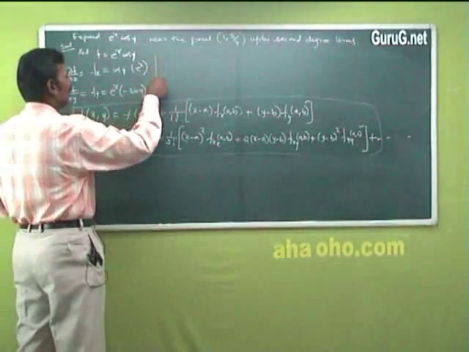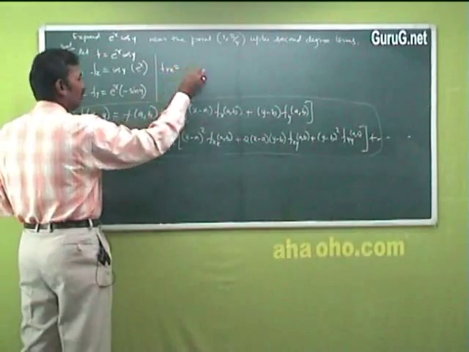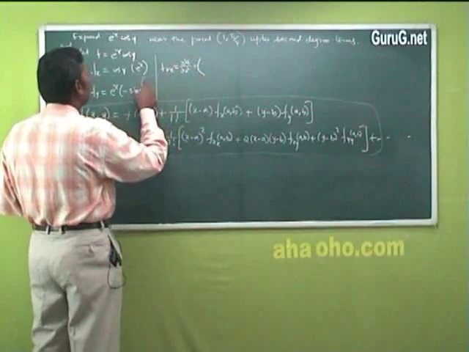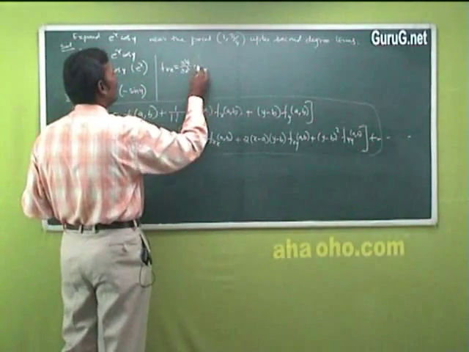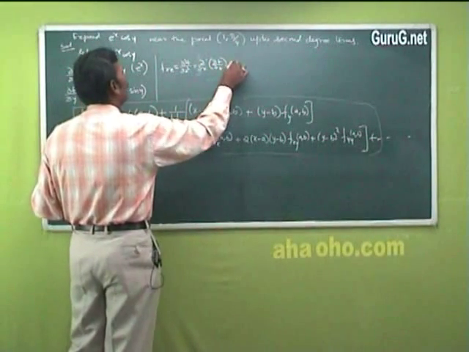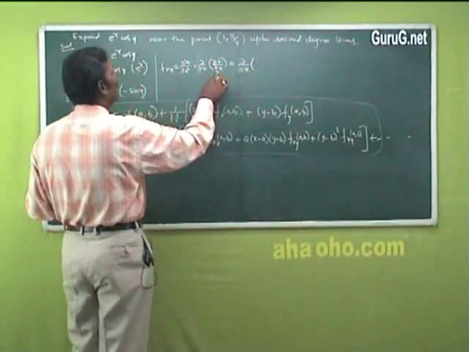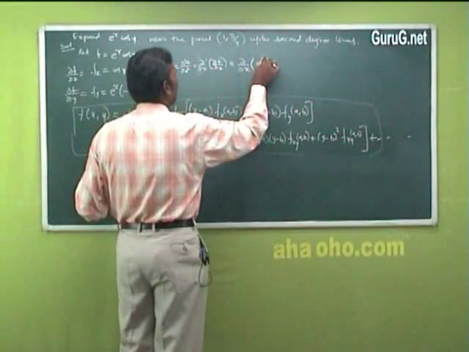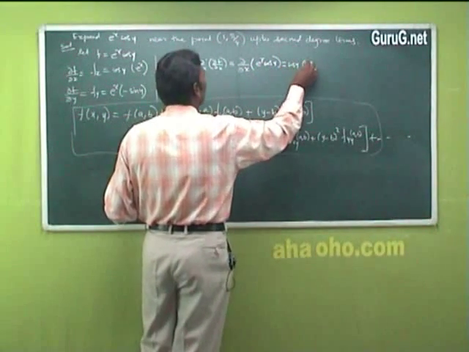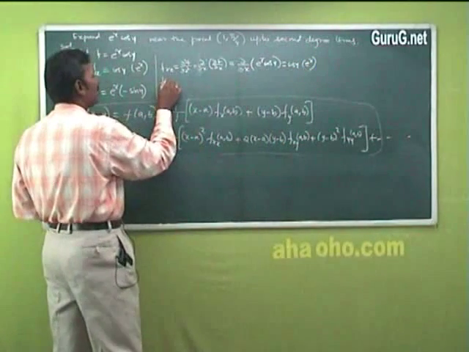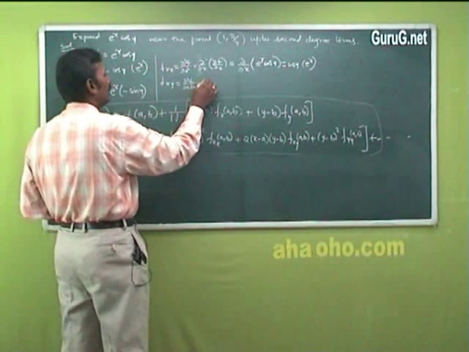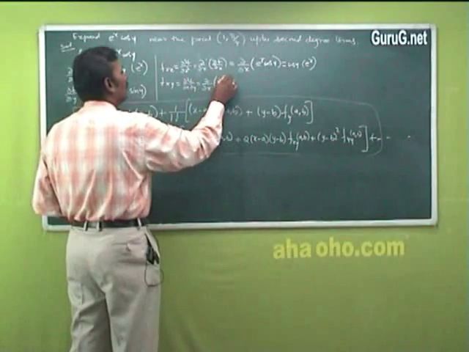Next fxx. Fxx is dou squared f by dou x squared. Now what is dou squared f by dou x squared? It is dou by dou x of dou f by dou x, right? So dou by dou x of dou f by dou x, that is e power x cos y. Now differentiate this again, keeping cos y as a constant, into e power x. Then fxy, so dou squared f by dou x dou y is dou by dou x of dou f by dou y.